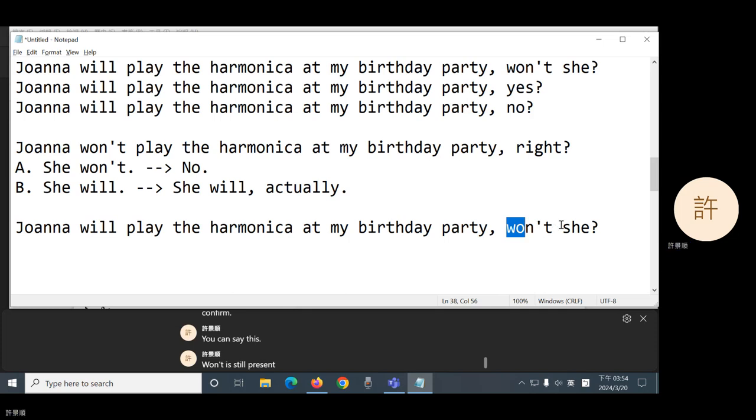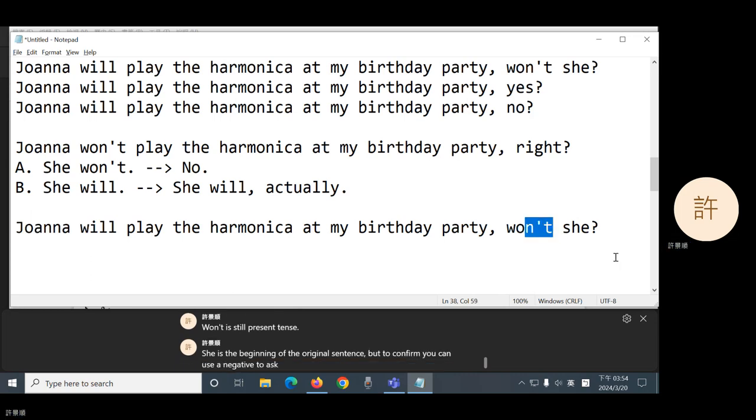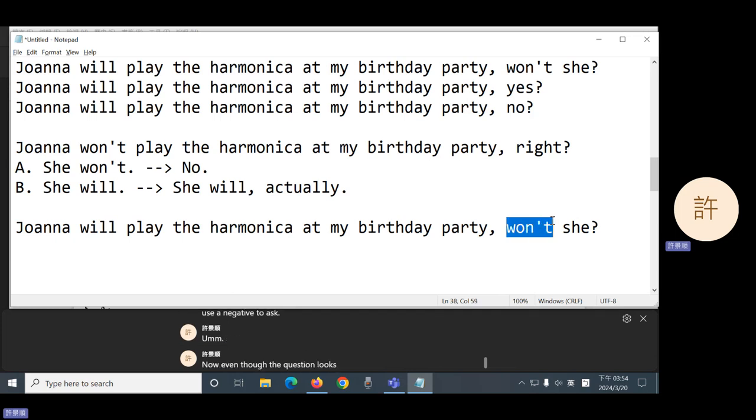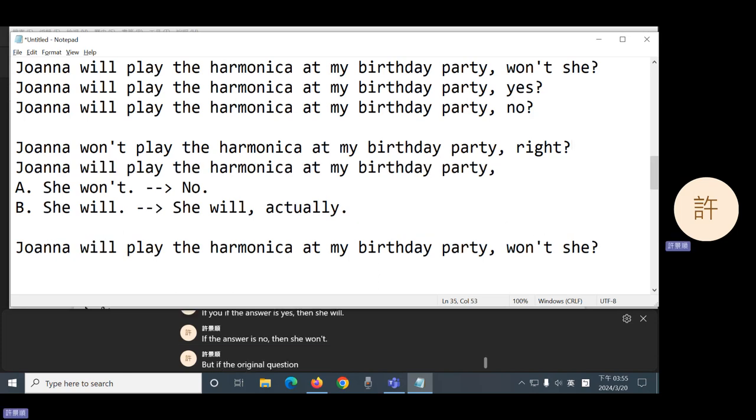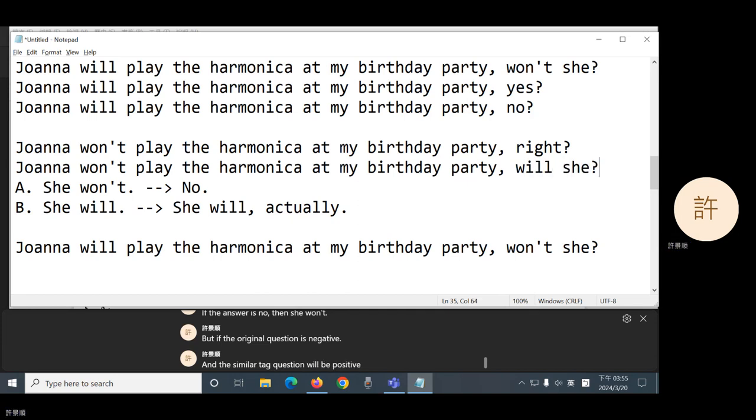Won't is still present tense. She is the beginning of the original sentence. But to confirm, you can use a negative to ask. Now, even though the question looks like a negative, this is still a positive question. If the answer is yes, then she will. If the answer is no, then she won't. But if the original question is negative, then the similar tag question will be positive. Right? This is positive. This is negative. This is negative, therefore this is positive. The answer to this is the same as for any negative question. No means correct, she won't. But if she will and you're wrong, you should say that she will.